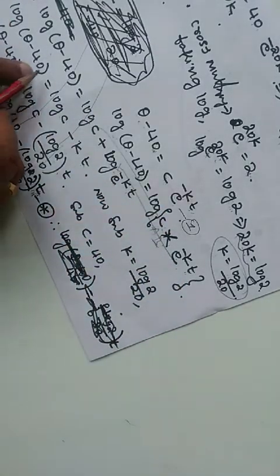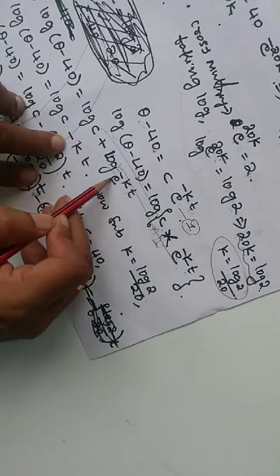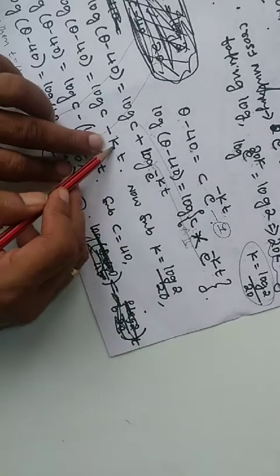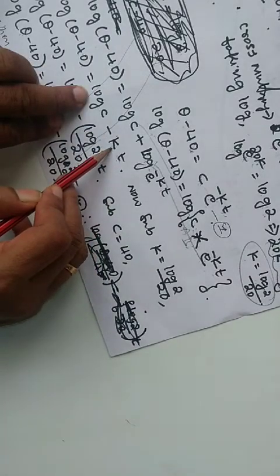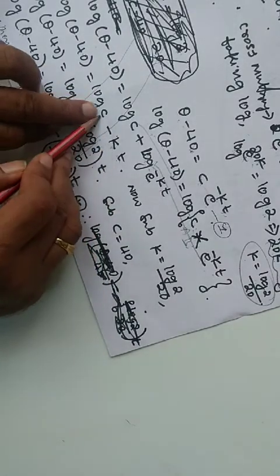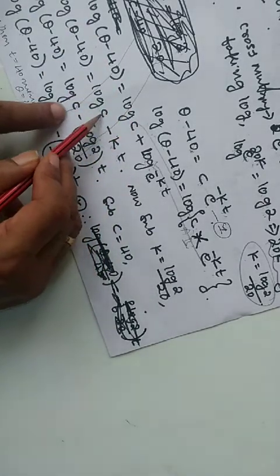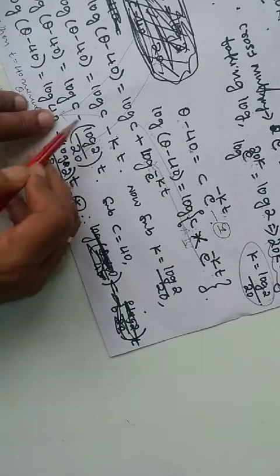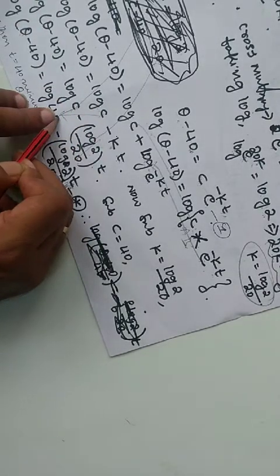So log of theta minus 40 is equal to log C, write that as it is. Log and e cancel, minus kt remains. Now here in this equation, what am I doing? Substitute for C. What is the value of C? C you already know. C value we have determined. C value is 40. In the previous step, I determined C as 40. So substitute C is equal to 40.